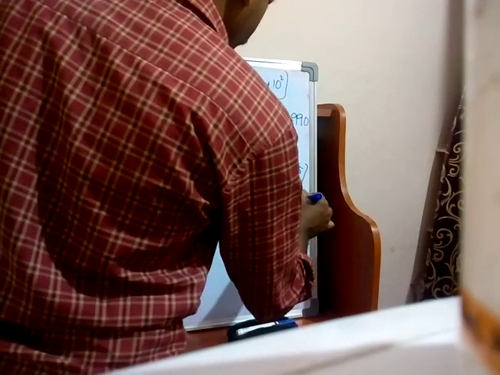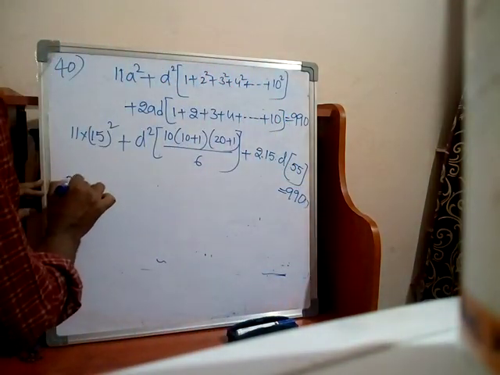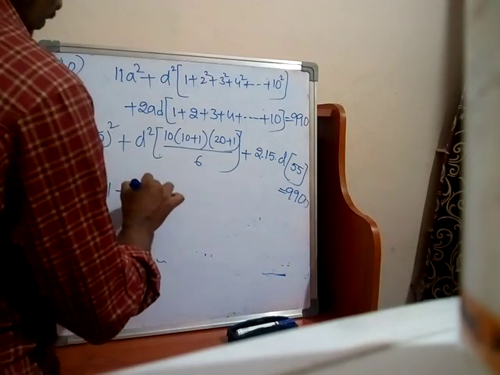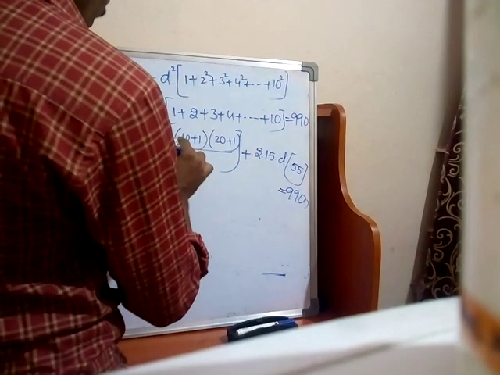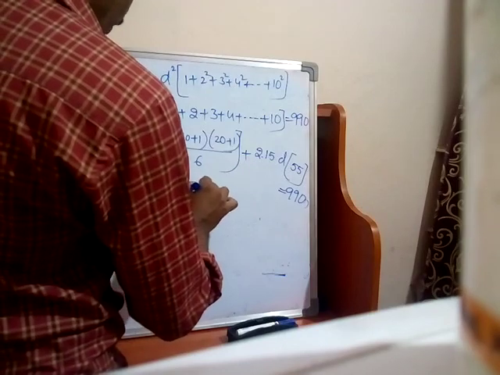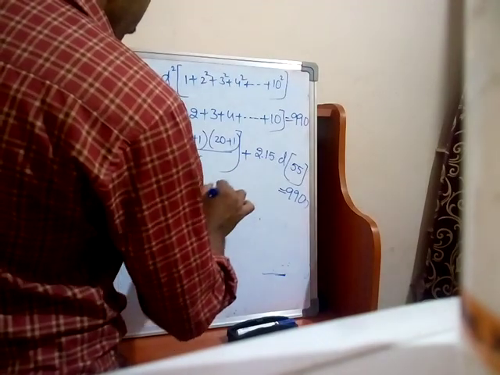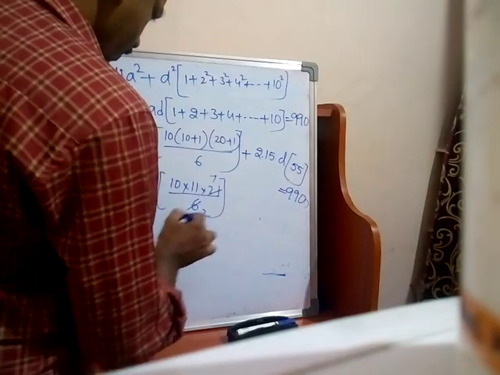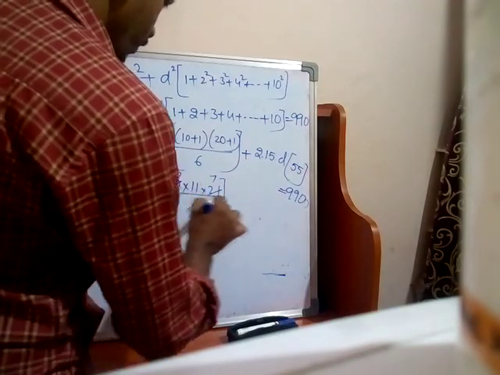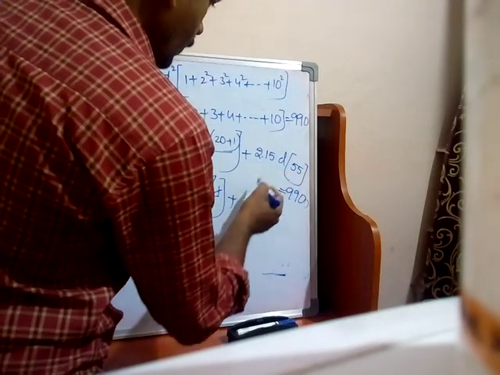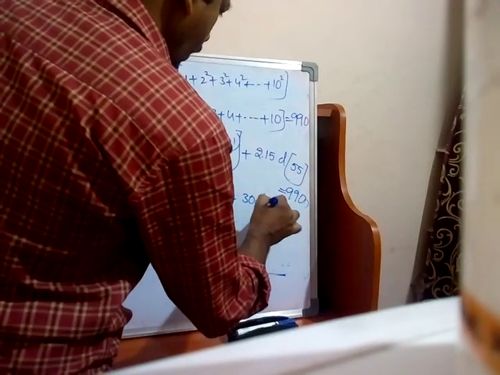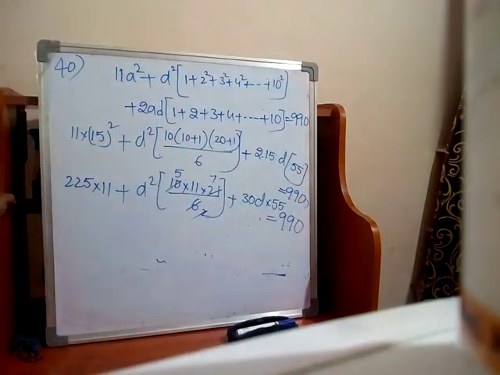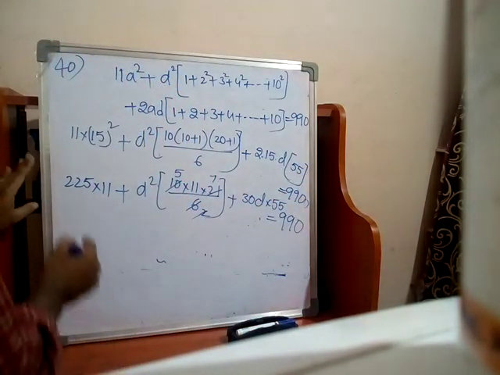That is equal to 990. So here 225 into 11 plus d square into 10 into 11 into 21 by 6. So 3 2s are 6, 3 7s are 21, 2 5s are 10, plus here 30d into 55, that is equal to 990.